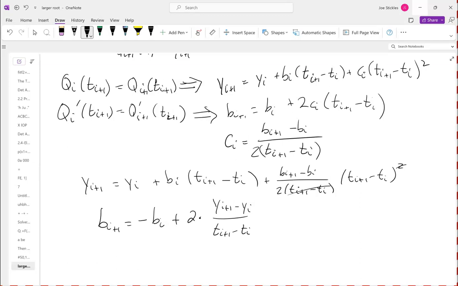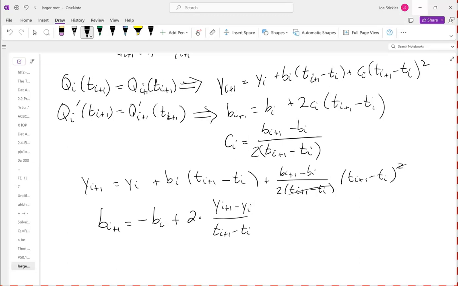Again, we're assuming we already know what the b sub i is. This tells us how to compute the next b sub i plus 1. If we know what the next b sub i plus 1 is, we can figure out what the c is. It's a little weird. I have to know what the next b is before I can find the c that I want in that particular equation.